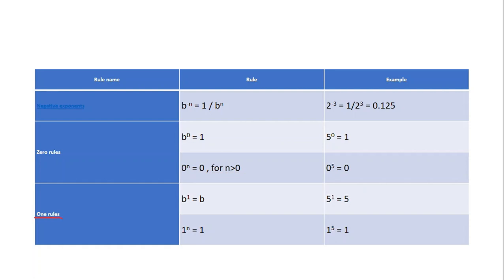1 rules, the last rule. First case, b to the 1 is b. This rule just says that any number to the 1 power is the same number. Then, for example, 5 to the 1 is 5, and 20 to the 1 is 20. And the second case is when the base is 1. 1 to any exponent is always 1. Then, for example, 1 to the 5th power is 1, and 1 to the 20 is 1. 1 to any exponent is going to be always 1.